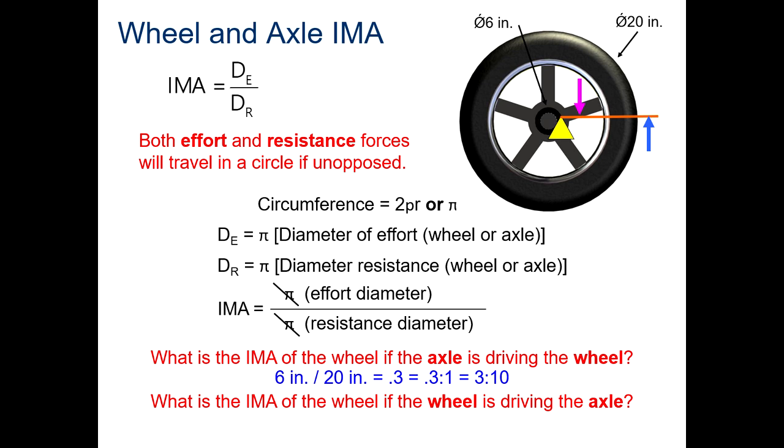Okay, now if we flip that around and it's the wheel driving the axle, say you're coasting down a hill or something and it's the actual wheel driving the axle, that'll be 20 divided by 6, which is 3.33 to 1.